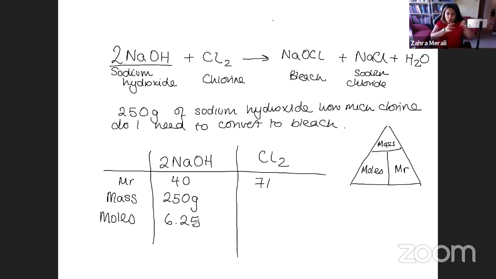Now, for every 2 moles of sodium hydroxide, I get 1 mole of chlorine. So I get half the amount, so I divide that by 2. I'm doing this all on a calculator, and you would do it all on a calculator: 3.125. In order to find the mass, I do moles times MR because I cover up the top of that triangle. So I times that by 71 and I get 221.875, something around that. So 222 grams.